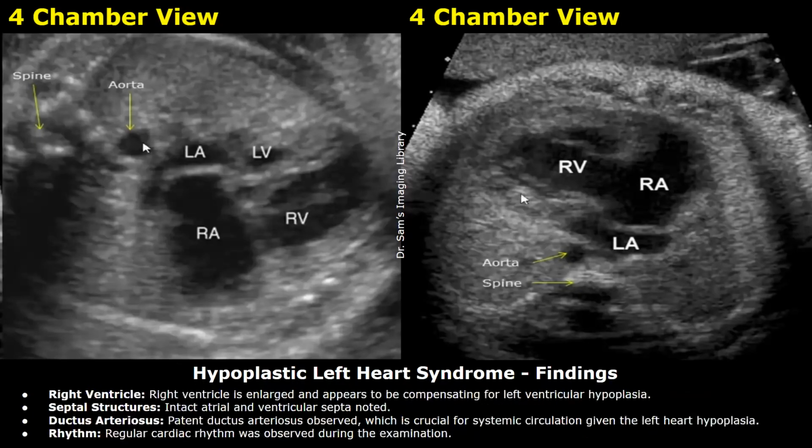The right ventricle is enlarged and appears to be compensating for left ventricular hypoplasia. Septal structures, intact atria and ventricular septa noted. Patent ductus arteriosus observed, which is crucial for systemic circulation given the left heart hypoplasia. Regular cardiac rhythm was observed during the examination.